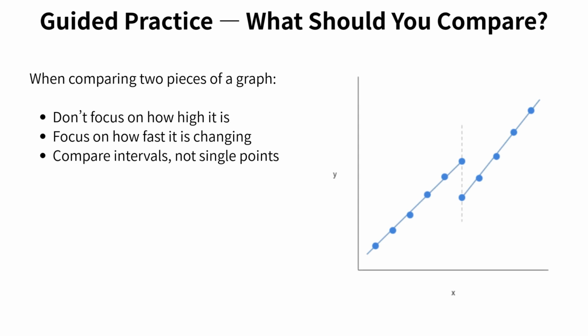Now, let's slow down and think about how to judge this graph. When the SAT gives you a piecewise model, your first instinct is often to look at which part is higher. But that's not what this question is really asking. Instead of asking, which part is higher, ask yourself, which part is changing faster? Don't focus on a single point. Look at the entire interval. Over this stretch of the graph, how quickly is the value increasing? In the next question, you'll apply this idea and make a decision.